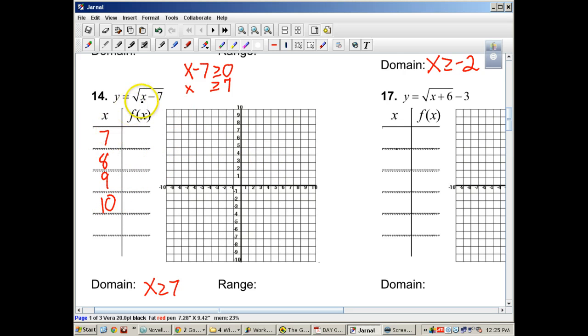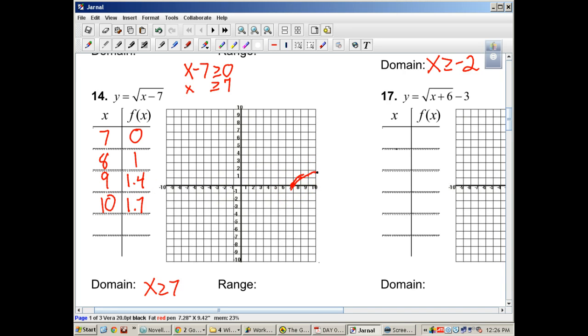So plug in 7. 7 minus 7 is 0. Square root of 0 is 0. So this graph is going to start right here. So remember, it's a minus 7, but it looks like it moves to the right 7. It moves to positive 7. And then you plug in 8, you get 8 minus 7 is 1, so we get 8, 1. 9, 9 minus 7 is 2. Square root of 2 is 1.4. And 10, 10 minus 7 is 3. Square root of 3 is 1.7.